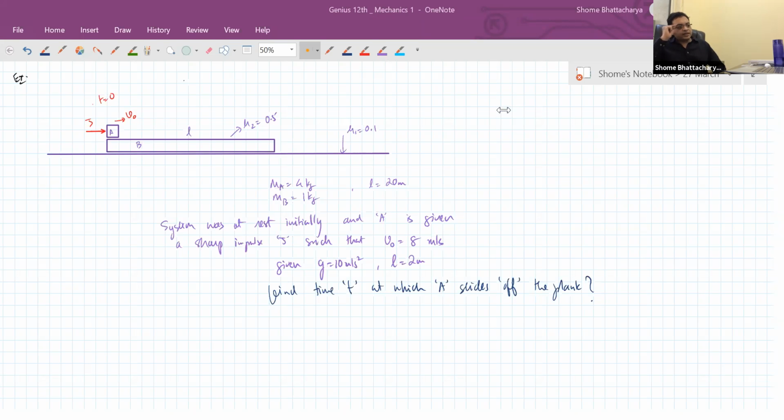But Ganesh, have you checked for the condition that it may not slide off? Is it possible that it's not sliding off? Yeah, that's the thing. We have to be careful in this question. Exactly. I think that's what's going to happen. It's not going to slide off.